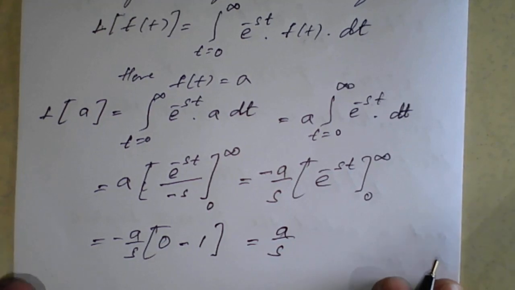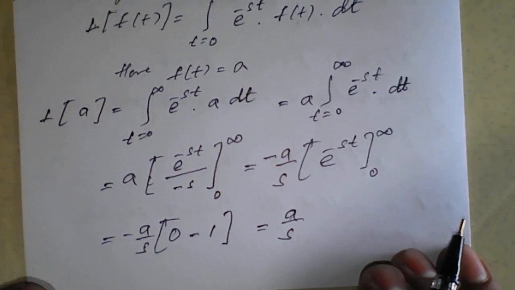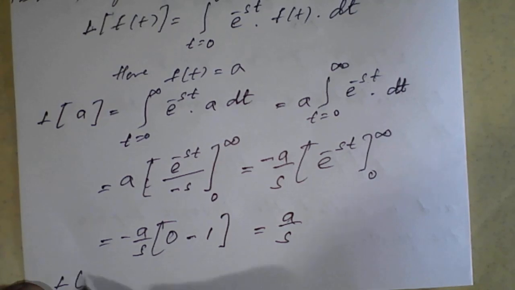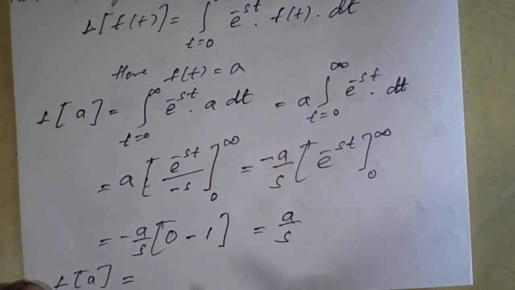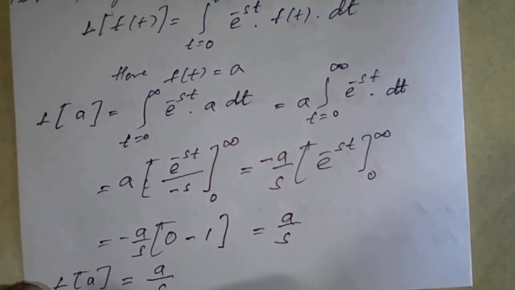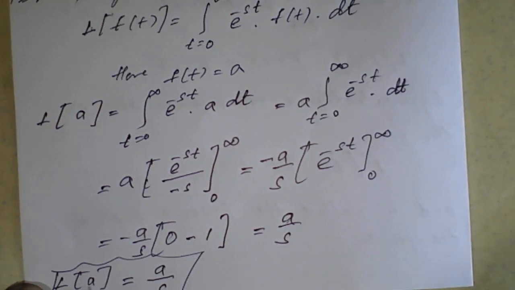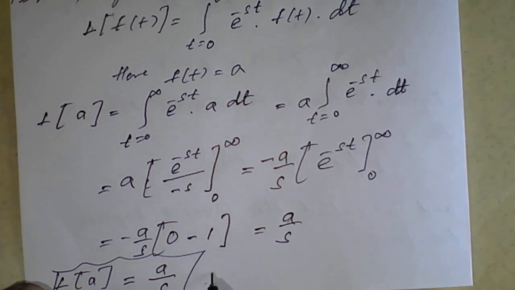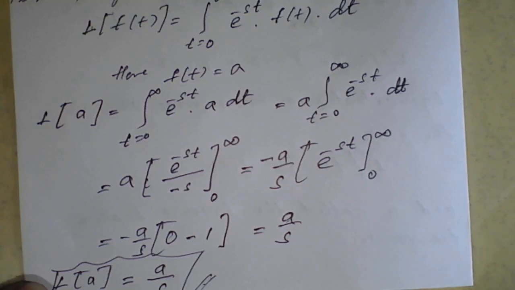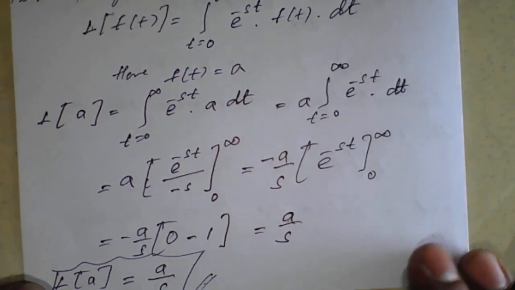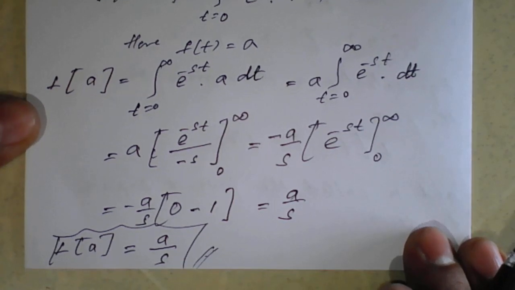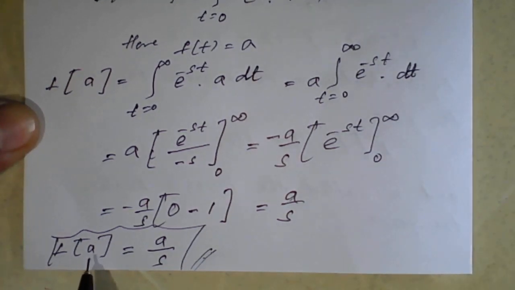Therefore, the result here, L of a, that is Laplace of a, which is a constant, is given by a upon s. So remember the formula: Laplace of a constant is always constant upon s. This is one of the beginning formulas for our Laplace transform. So you need to remember that Laplace transform of a, which is a constant, or in general Laplace transform of a constant, is constant upon s.